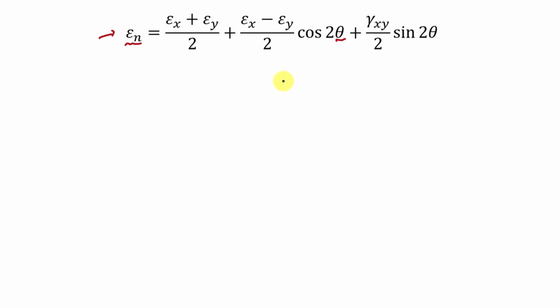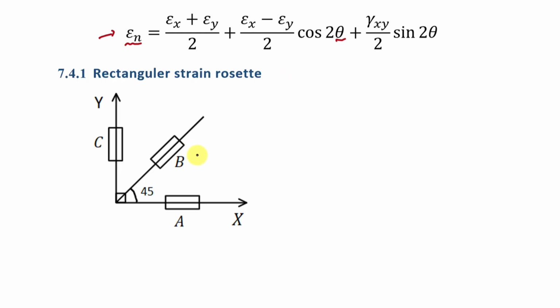So first of all we are going to discuss rectangular strain rosette. Now here you can see that it is a rectangular strain rosette. It is the arrangement of three strain gauges, strain gauge A, strain gauge B and strain gauge C, arranged in a particular order. Here strain gauge A is in the x direction, strain gauge B is at an angle of 45 degrees to this axis, and strain gauge C is arranged in the y direction.